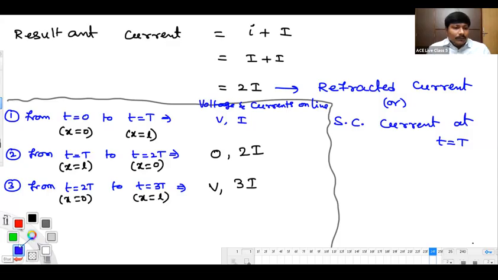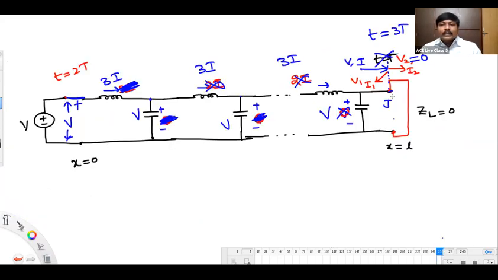Next, the fourth propagation, starting from the time 3T to 4T. We have a short circuit. Because of the short circuit, this voltage will fall down to 0. The current will become 4I, because of the energy exchange.